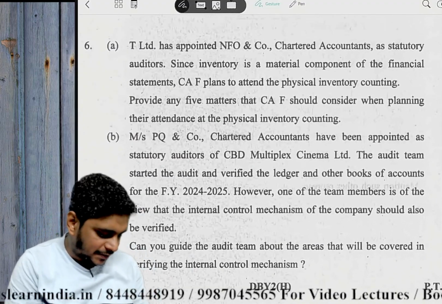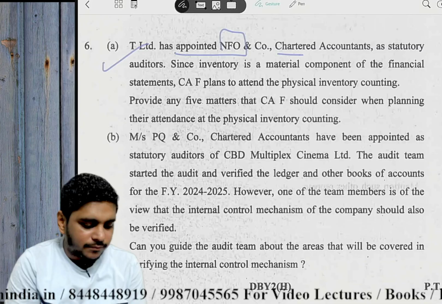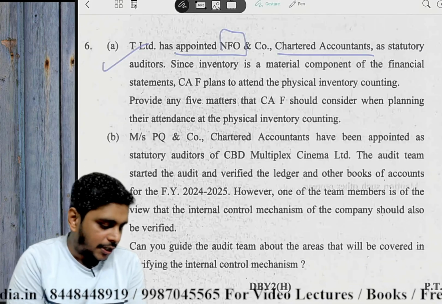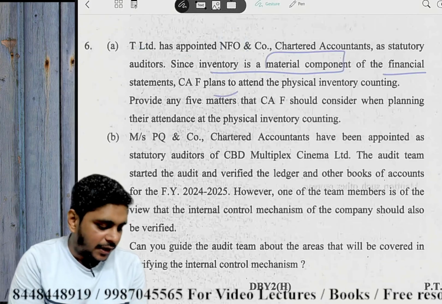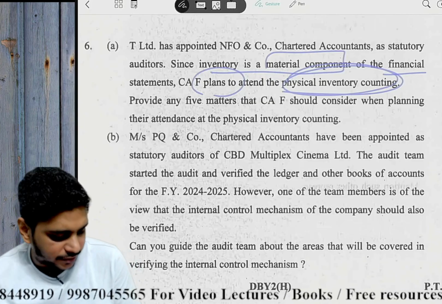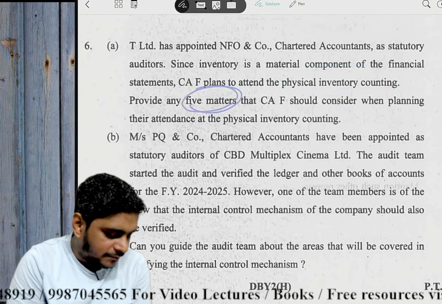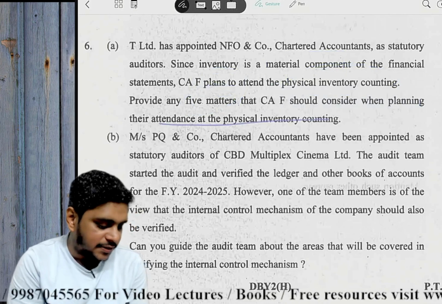can you answer 6A? Tell me what it is. T Limited has appointed NFO and company chartered accountants as statutory auditor. Since inventory is a material component of financial statements, CAF plans to attend the physical inventory counting. Provide any 5 matters that CAF should consider when planning their attendance at physical inventory counting.